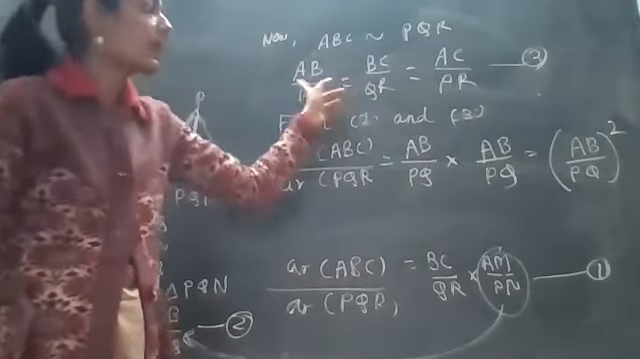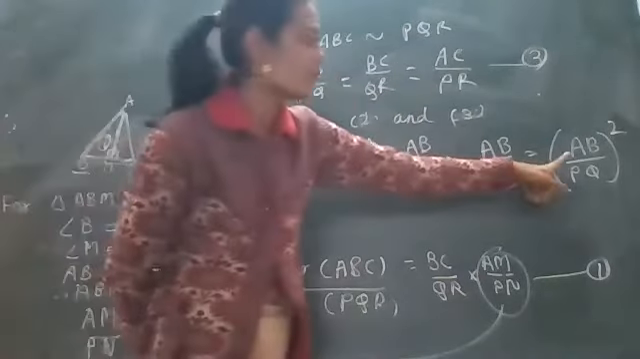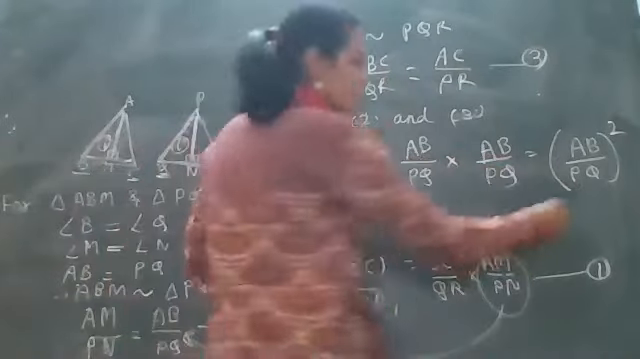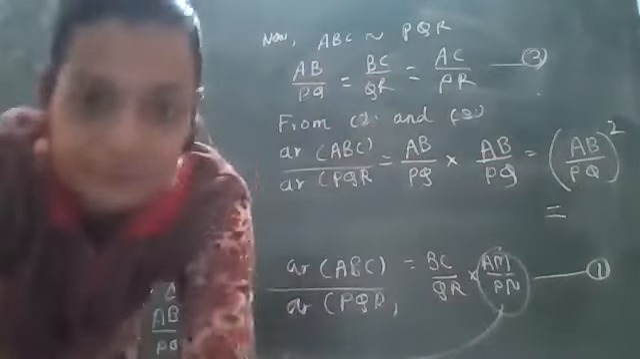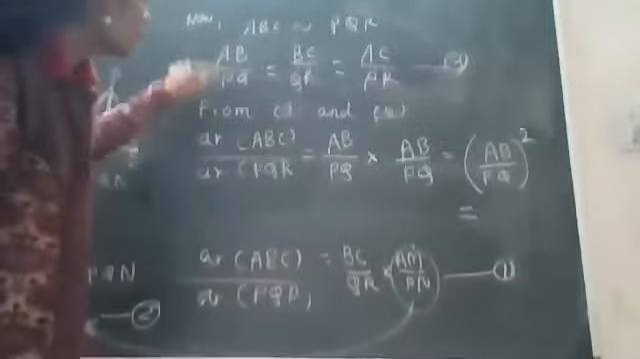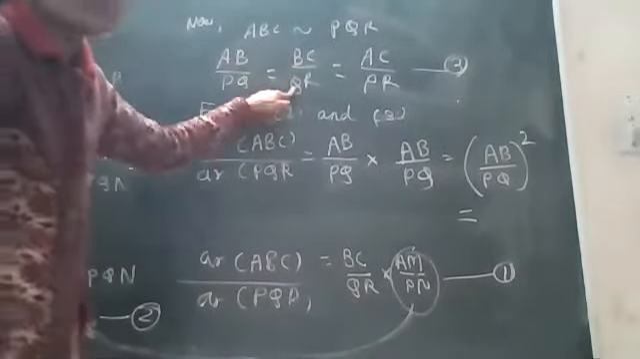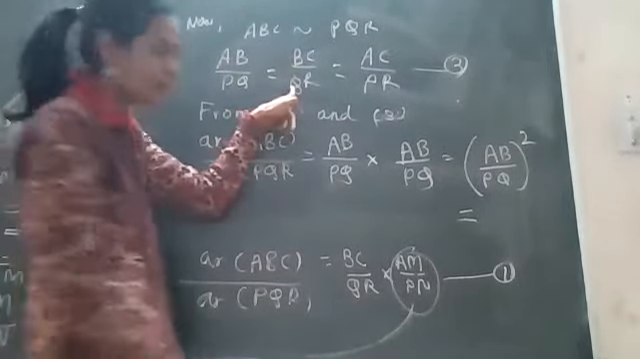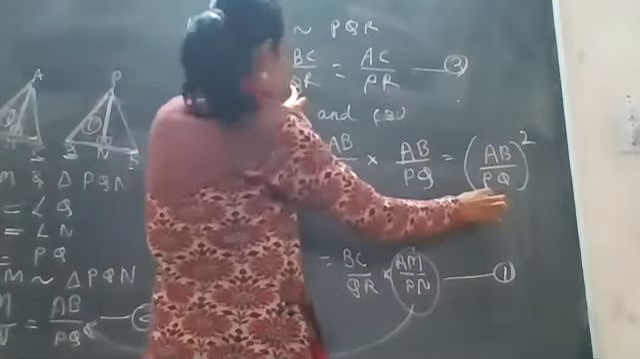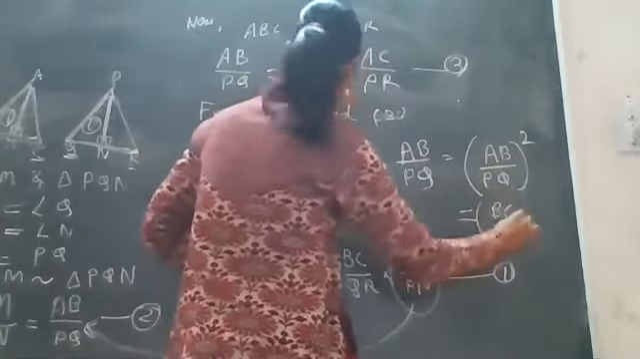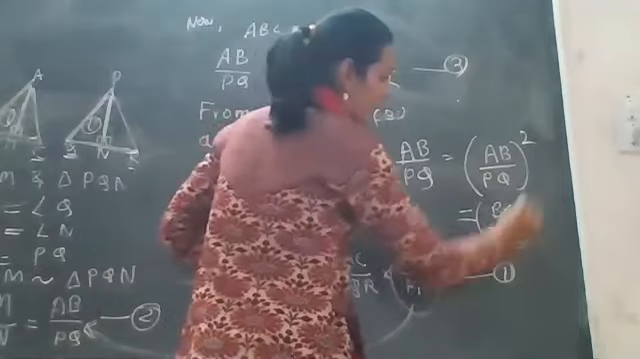Using this equation, अब हमें क्या करना है? Instead of AP upon PQ, what can we write? AB upon PQ के बदले हम BC upon QR लिख सकते हैं? Yes or no? So here AB upon PQ is there. Instead of that, we are writing BC upon QR whole square, right?